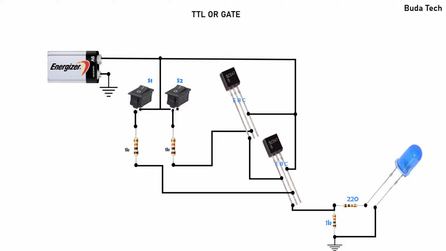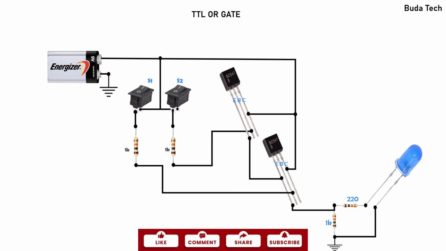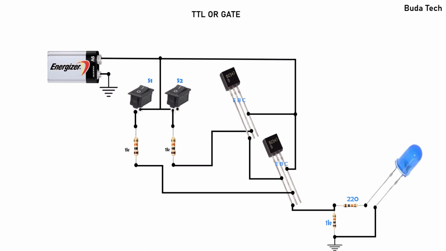Now you can see the current from the switches is used to control the base current of each transistor, and here we have a parallel connection of the collector terminals of transistor 1 and transistor 2. Now the logic is 0 0, which means switch number 1 is open and switch number 2 is open. The output will be 0, so the LED will be off.